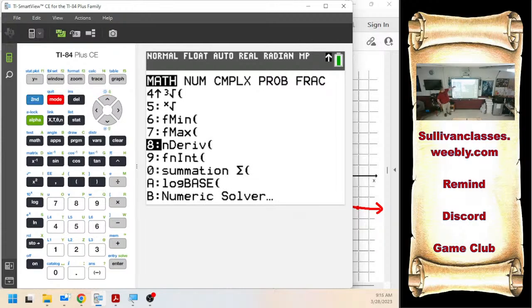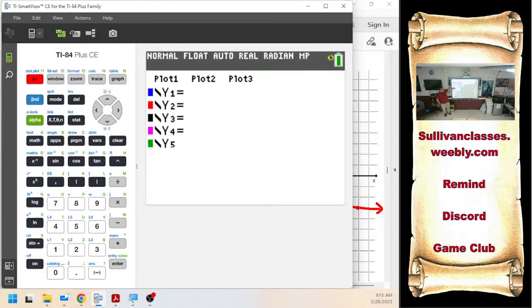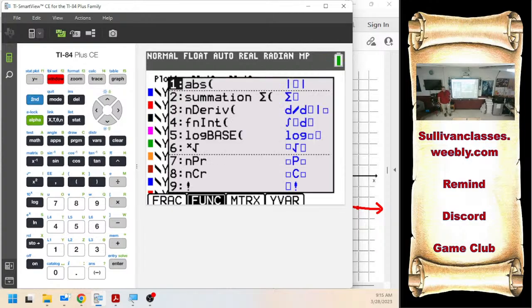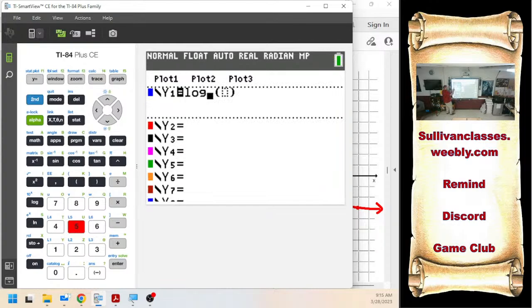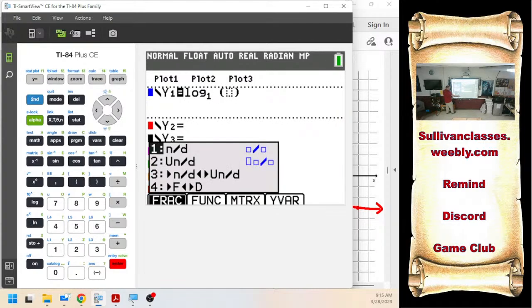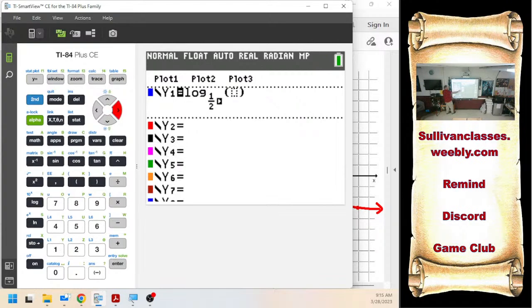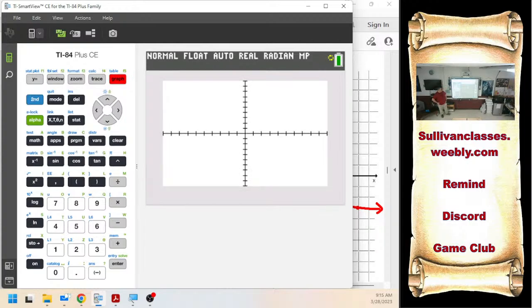The other one is, if you're on an 84 plus or better, alpha window brings up the most commonly used functions. And one of them is log of another base. So I'll put a 1/2 down there, go to x, graph of a, and again, see it only shows part of it. We got to be smarter.